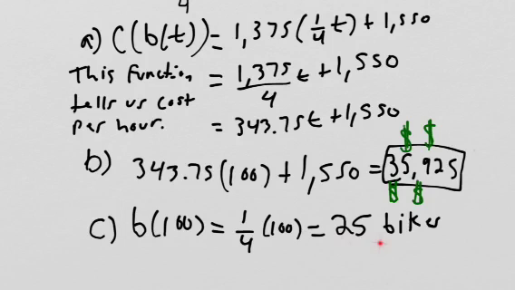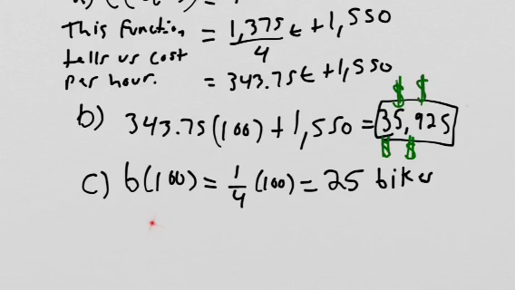Okay, cool. So this problem's over, but math is never over, so let's talk about this a little bit more. We have 25 bikes that we produce in 100 hours, and it costs us $35,925 to operate our company for 100 hours. So let's even just figure out how much we're going to have to sell our bikes for to even make a profit, or even break even is what I'm saying.